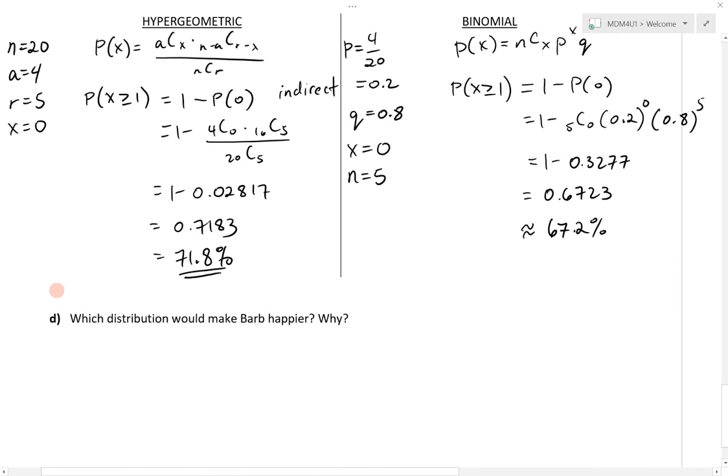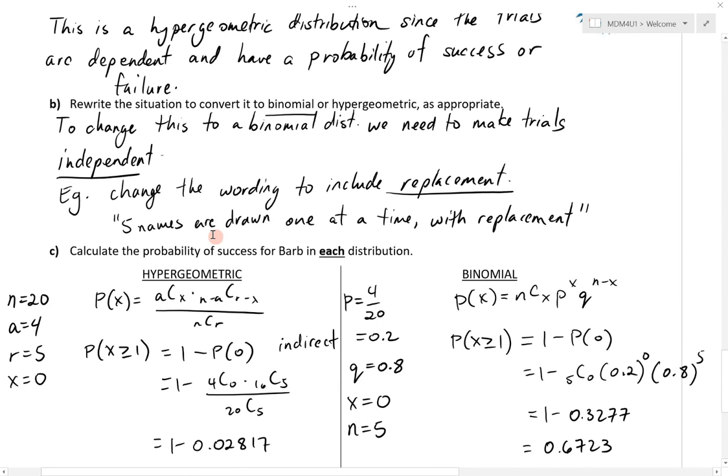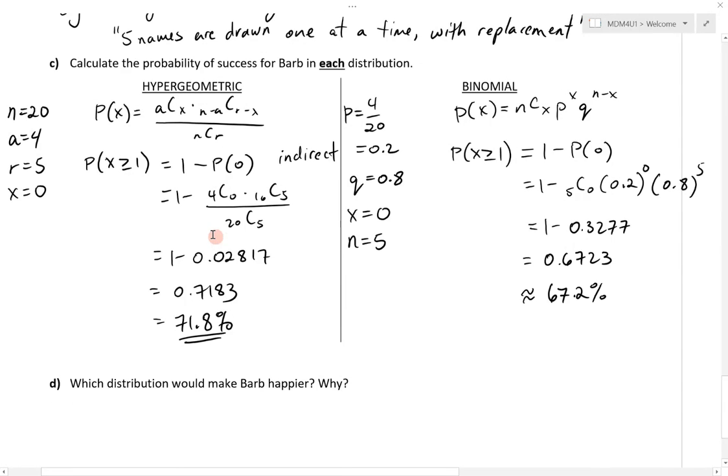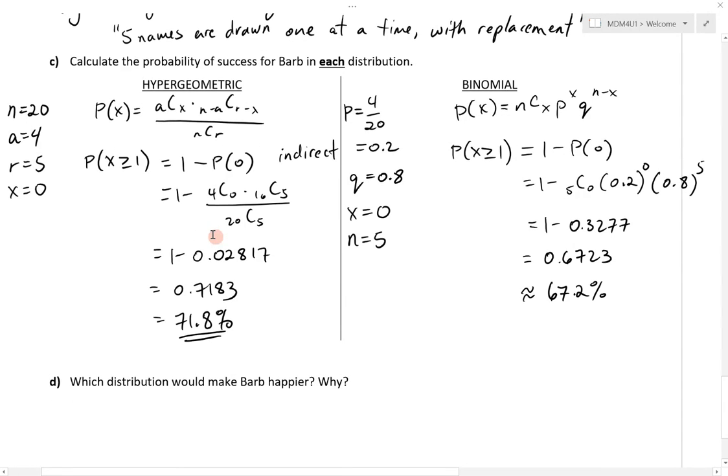Which distribution would make Barb happier? Well, Barb would be happier with the hypergeometric distribution scenario, since it has a higher probability of her friends winning. And that ends our lesson for this section, our last section of chapter 4.